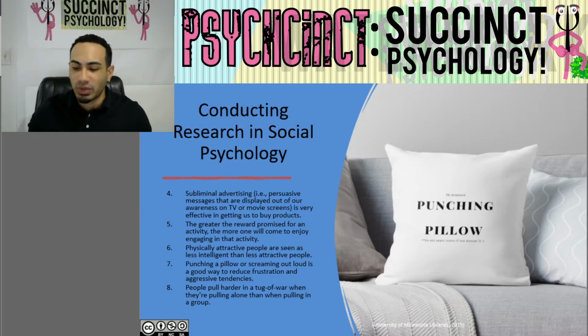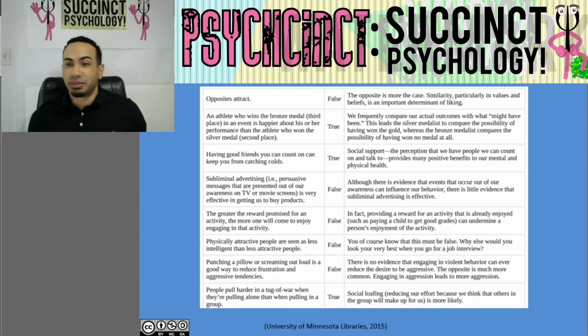All right, hopefully you have some intuitive answers brewing. For the first one, opposites attract. That is in fact false. The opposite is more the case. Similarity, particularly in values and beliefs, is an important determinant of liking. So we often hear that opposites attract, but the truth is it's not true. You might find that it complements you for a time being to have somebody that has opposite beliefs and likes, but eventually over time you're going to find that you cannot connect on a lot of levels. So in reality, opposites ultimately do not attract.